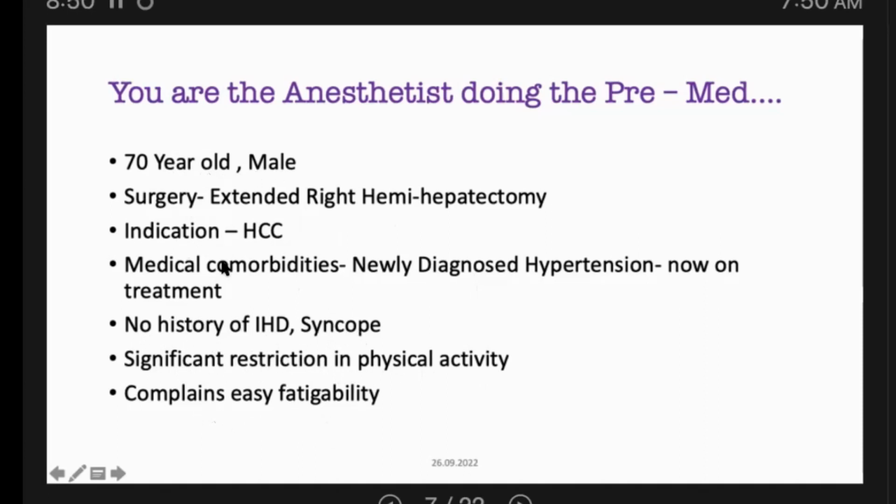So this is a very brief history, and I would say this is a very focused history. We don't go into detailed medical histories, we don't have to. We are anesthetists, so we take anesthetic histories. So let's see what we can do.